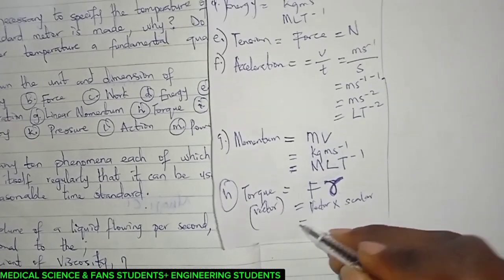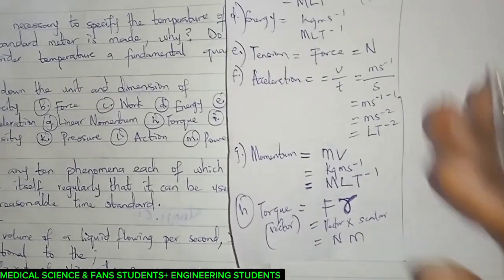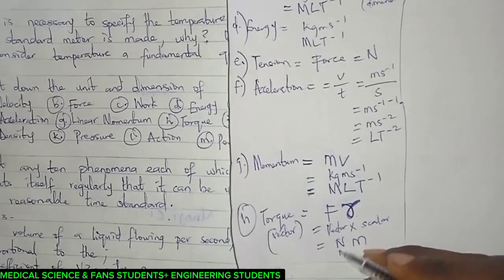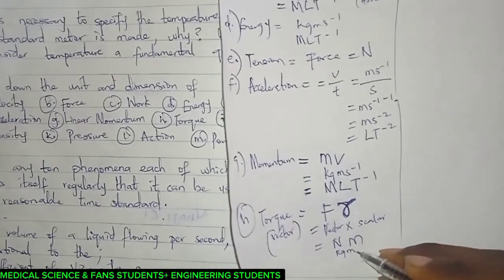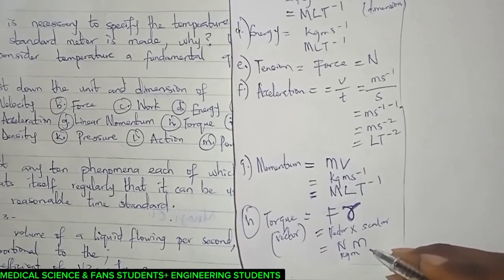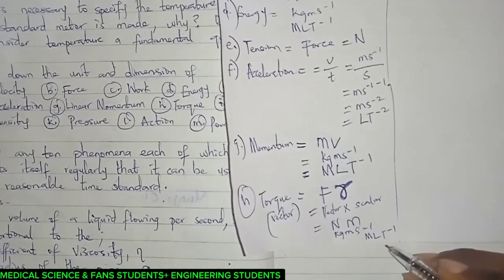So it's the same thing. This one is Newton meter. It's given in Newton meter. So it's still the same thing. You can also write the same thing you have here, which is kilogram meter per second, which is MLT in dimension.